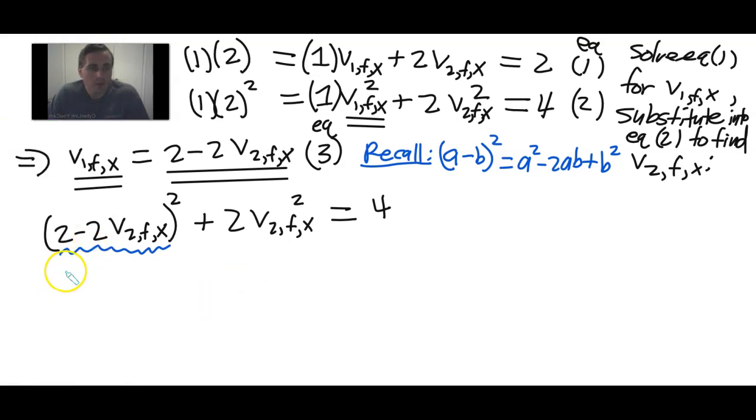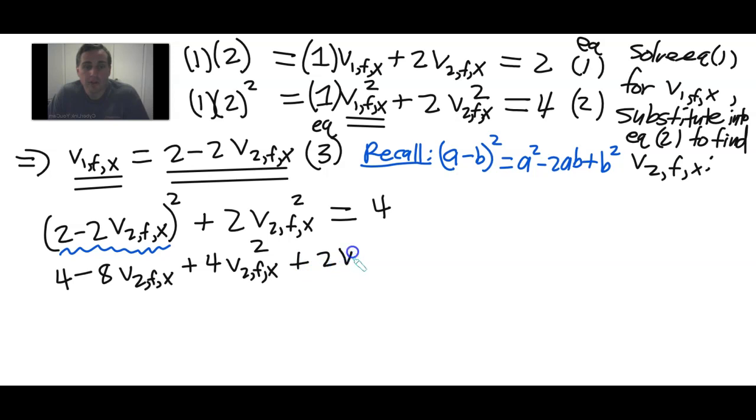So what do we get? We get 4 minus, and remember it's 2 times the multiplication of these two terms. So 2 times 2, negative 2 is negative 4, doubled is negative 8, v2 final x, and then we're going to have plus 4 v2 final x squared plus 2 v2 final x squared equals 4.